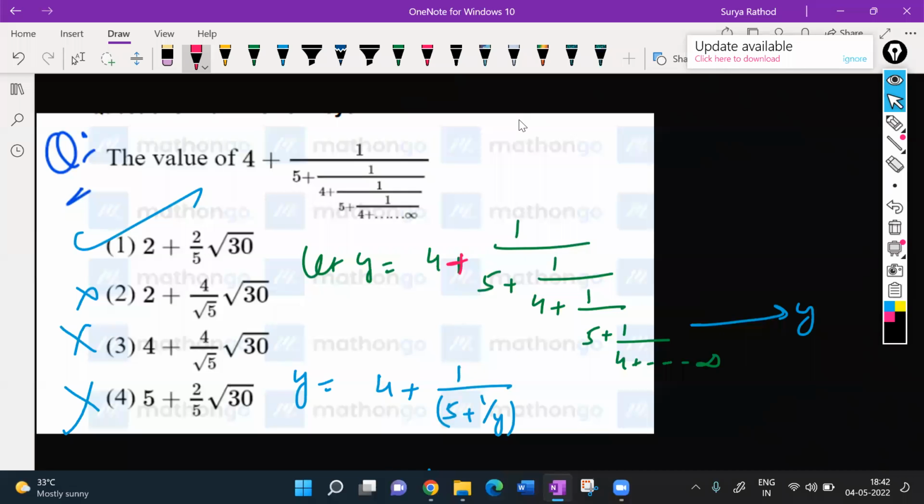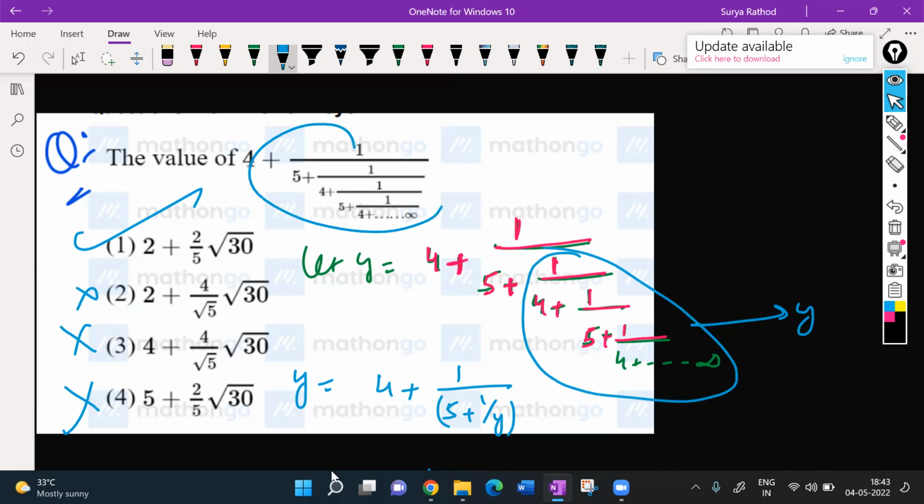Now 4 you wrote here, 1 by 5 plus again 1 by 4 plus. Now if you observe this properly, everyone listen to me carefully, very, very interesting question. Now this entire thing, isn't it looking like y again? I took this whole function as y, correct?